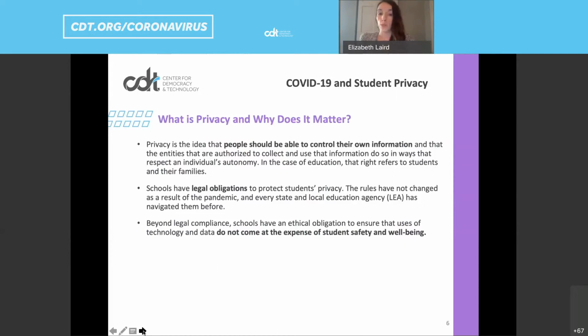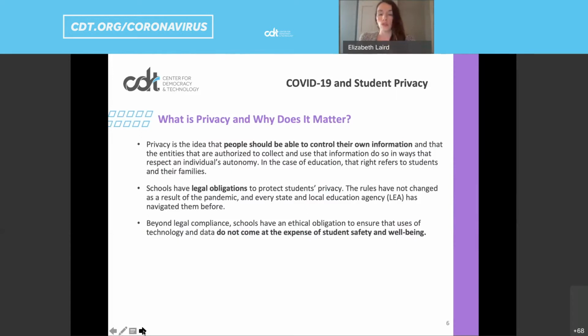To ensure that happens, as you all know, there are legal obligations that need to be met in order to protect student privacy. The good news is that these rules have not changed as a result of the pandemic. They are not more restrictive. They are not more permissive. They are the same. And every state and local education agency, so school districts and charter management organizations, have navigated them before. So they're not new.